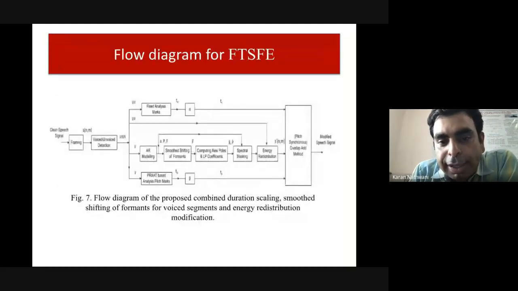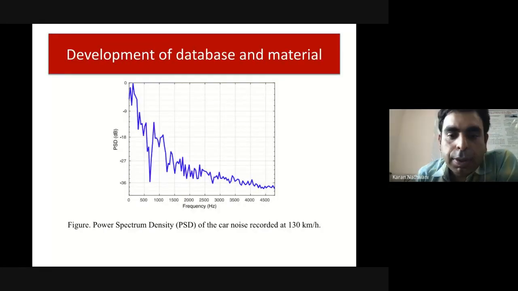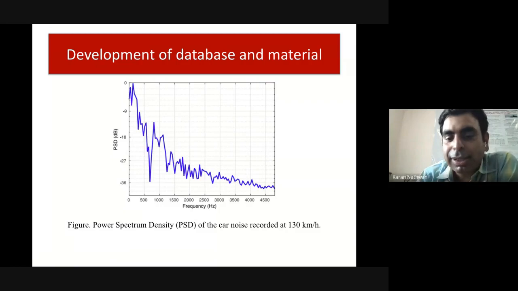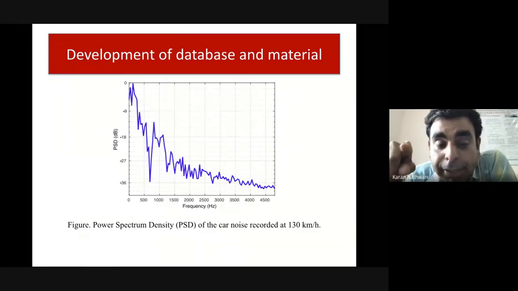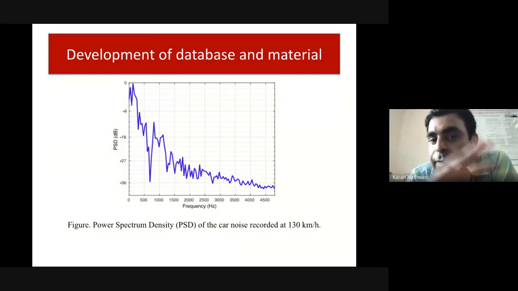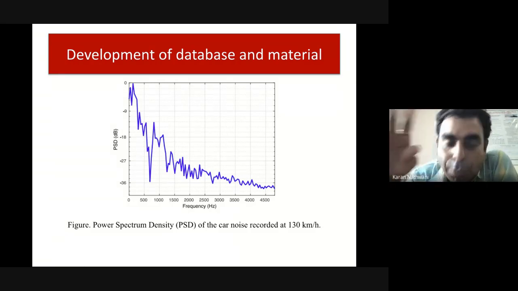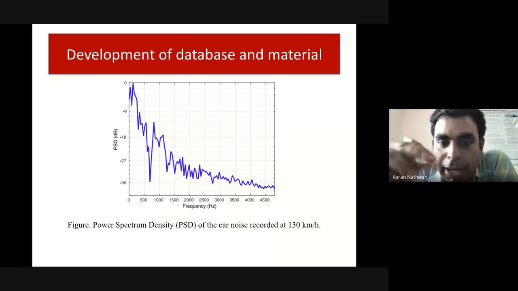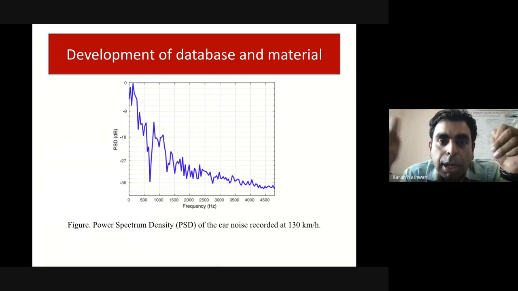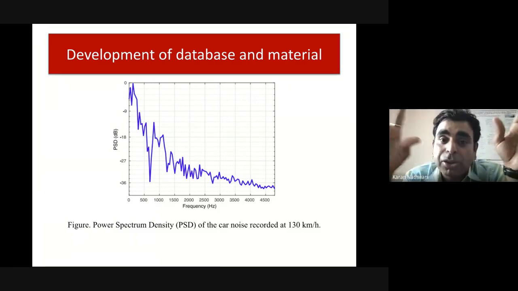Just looking at this, you see that after 1000 hertz there is no energy difference. It's completely going down. So this is where we use this knowledge and develop the delta function based on these statistics. I hope you got the point. And I forgot to tell, this car noise was obtained at 130 km/h. We have that setup in France where I was working, with a simulator and a dummy person sitting, and the car was running at 130 km/h.